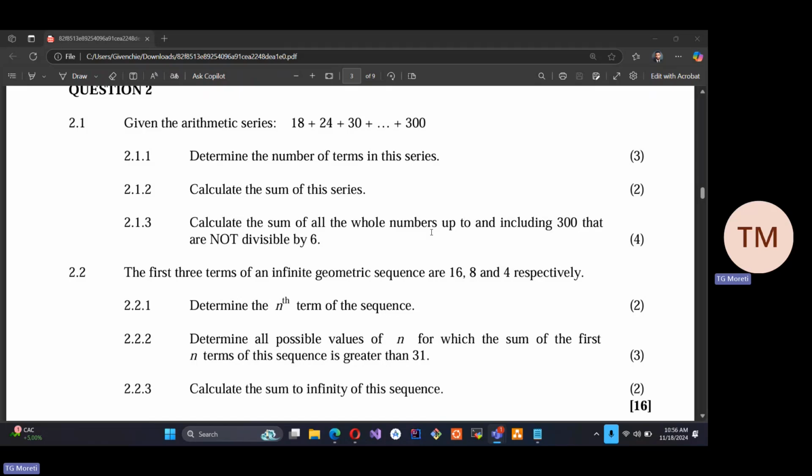Hi all, my name is Kevin, and in today's video we are going to be learning the arithmetic sequence and series. So basically in question 2 we are given the arithmetic series 18, 24, 30 plus, plus, all the way to 300. 300 is our last term, we're going to call it L, and 18 is our first term.